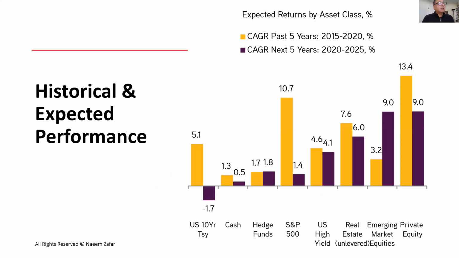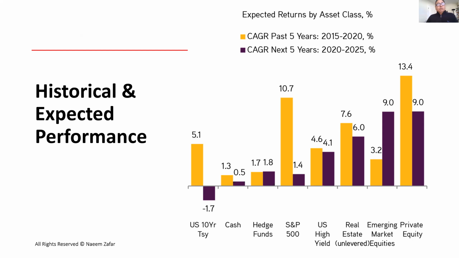And if you look at how asset classes have performed in the last 5 years, that's the yellow one. And what's the expectation? How will they do in the next 5 years? That's the purple one. You can see what's being projected. You notice in the yellow one, US 10-year treasury, that's the leftmost line. This means a 10-year bond, or treasury, has paid like 5%. Cash, if you just keep money in a cash money market, that's 1.3%. But you can see that the S&P 500 in the last 5 years has done quite well, 10.7%. So this gives you an idea of what's expected to happen in the future.